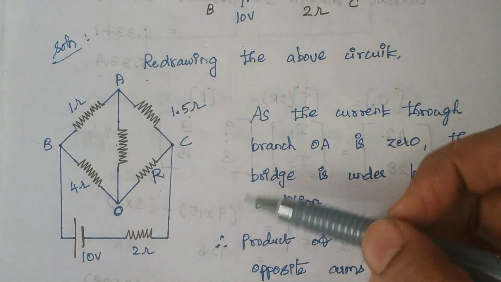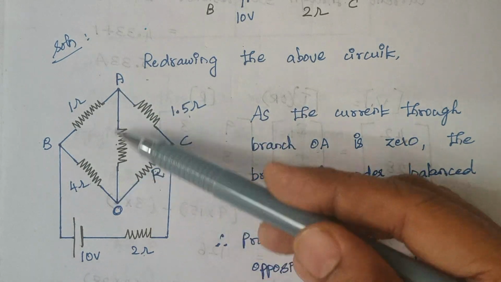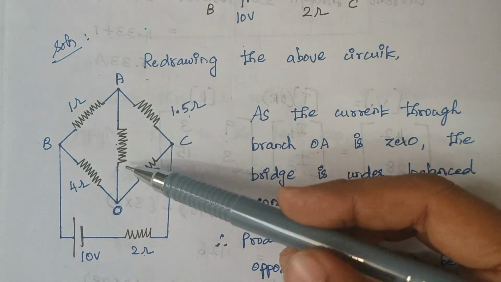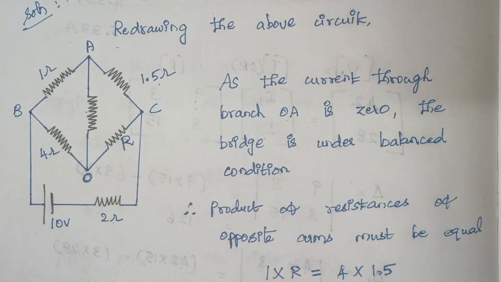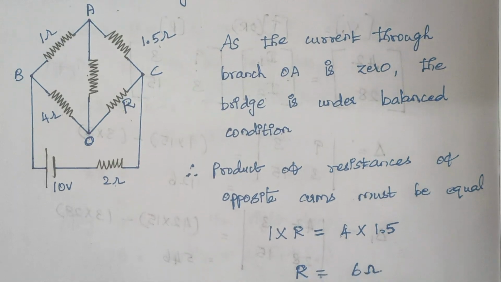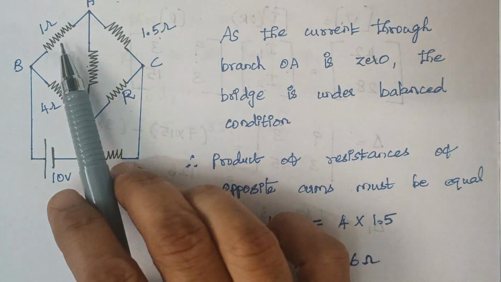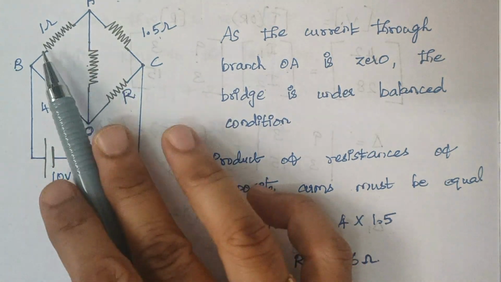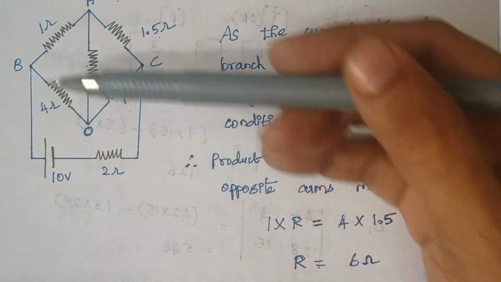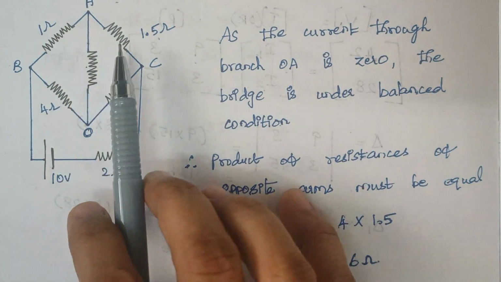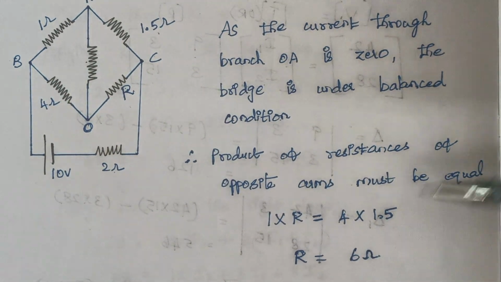So from the circuit, you see it is clear that this is a bridge circuit, and since no current flows through this part, what does it mean? That the bridge is in stable condition. Right, so under stable condition, what is the main thing to be noted here is the product of resistances of opposite arms are equal. These two are the opposite arms and these two are the opposite arms. They are equal. So 1 into R is equal to 4 into 1.5. So that gives the value of resistance R, which is equal to 6 ohms here.